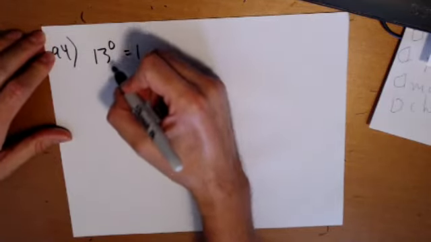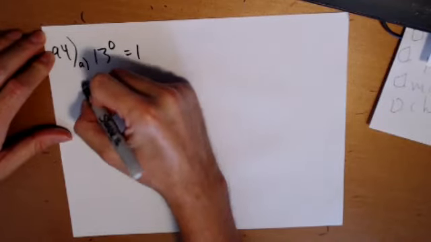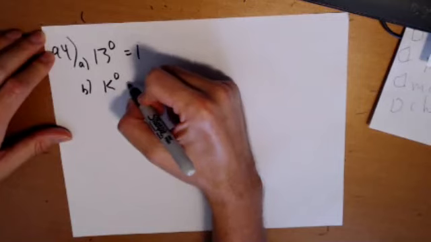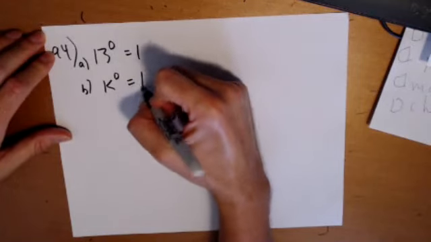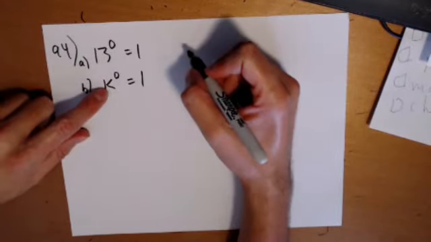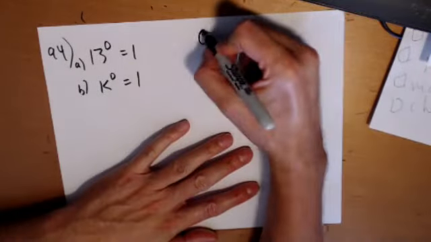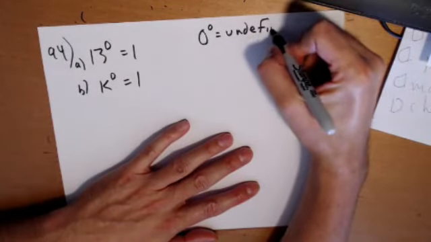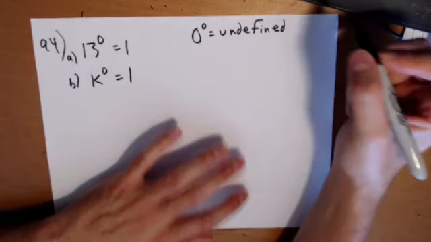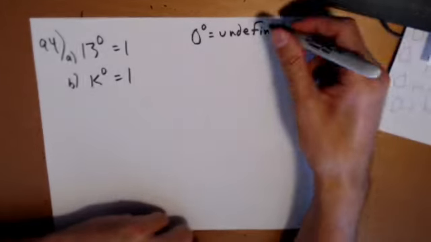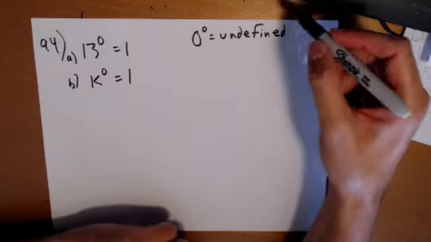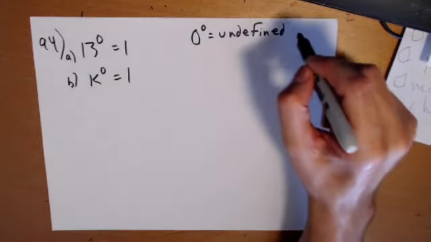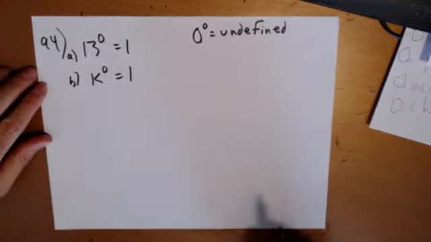13 to the 0. Did I mention that anything to the 0 is 1? And then the next one, that's part A. B, k to the 0 is 1. We're going to assume k is not 0. On a side note, 0 to the 0 is undefined. Some things in math are complicated. So you just have to believe me. 0 to the 0 power is undefined. If you'd like an explanation, email me. But for right now, just buy it.